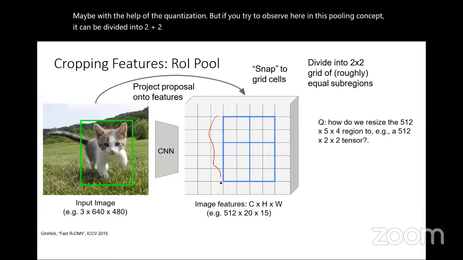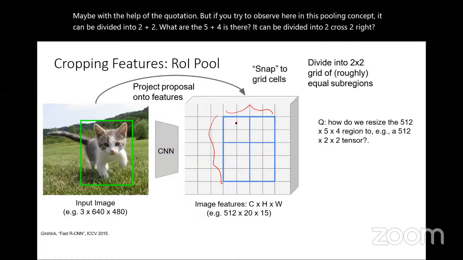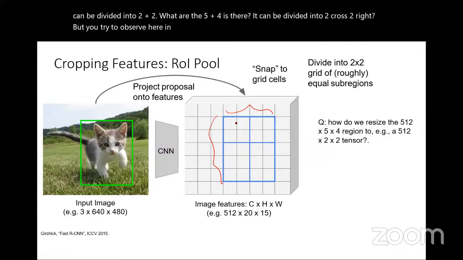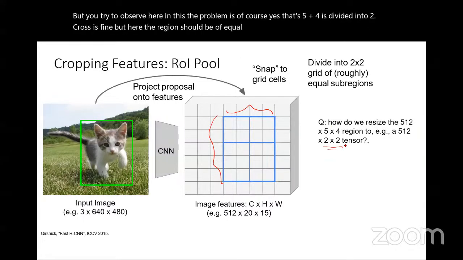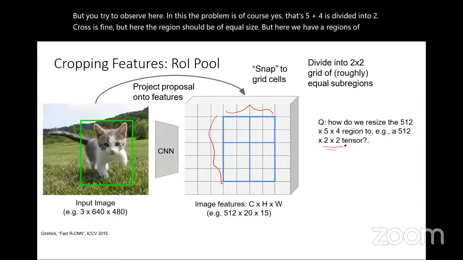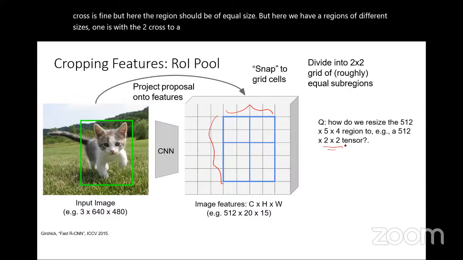What are the 5 cross 4 is there? It can be divided into 2 cross 2, right? But you try to observe here, the problem is, of course, yes, the 5 cross 4 is divided into 2 cross 2, it's fine. But here the regions should be of equal size. But here we have regions of different sizes. One is 2 cross 2, another one is 3 cross 2. So this is not correct, right?